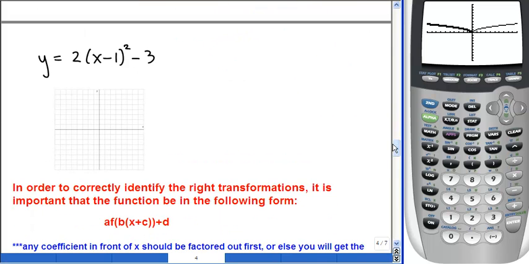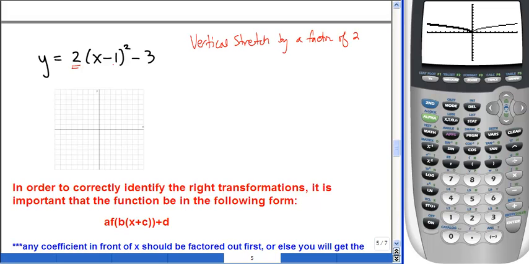Alright, let's try another one. This time we have a quadratic because I see that square in there. So we want to first identify what kind of transformations we have. And the first thing I see is this 2 on the outside. It's on the outside of the function, so that's a vertical change. And because we're multiplying by it, that's going to be a vertical stretch. So this is a vertical stretch by a factor of 2.